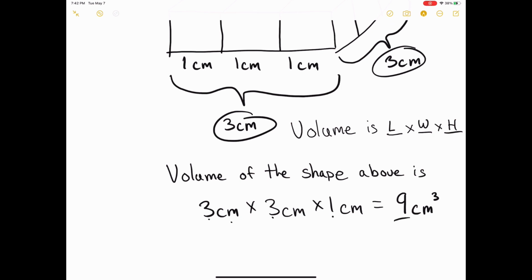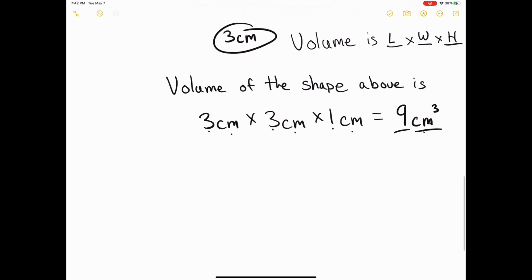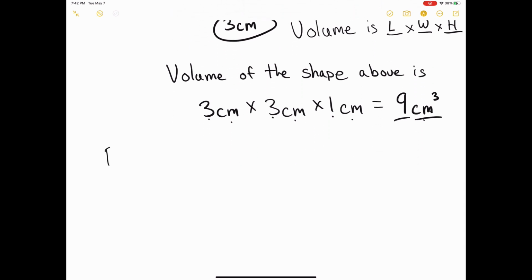That's where the 9 comes from. The centimeter cubed comes from centimeter times centimeter times centimeter. You have to multiply the units too. And that's how centimeter cubed becomes part of that. So 9 centimeter cubed, that is our volume.